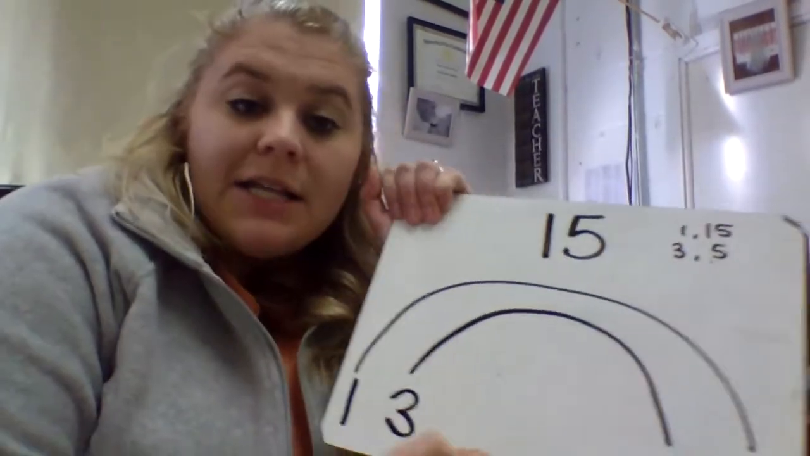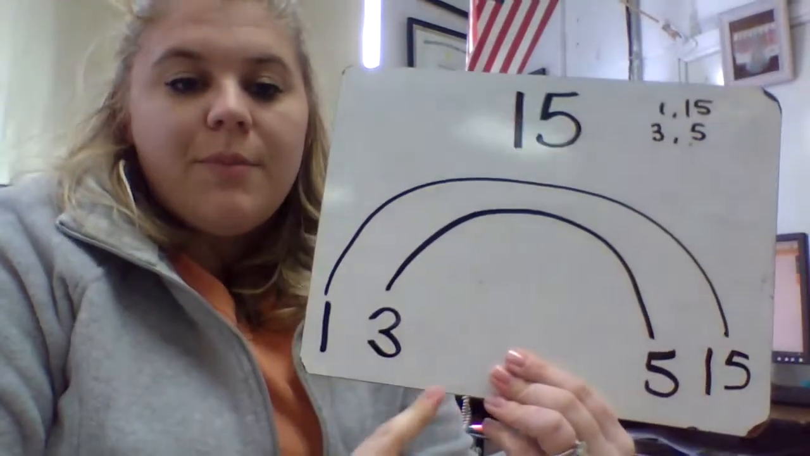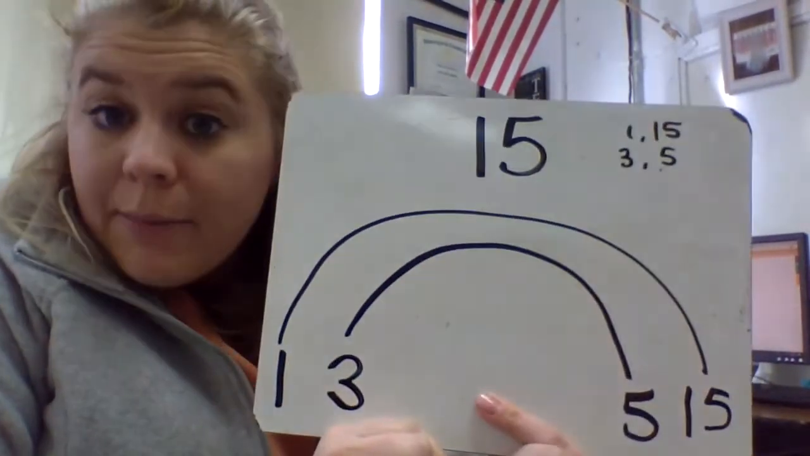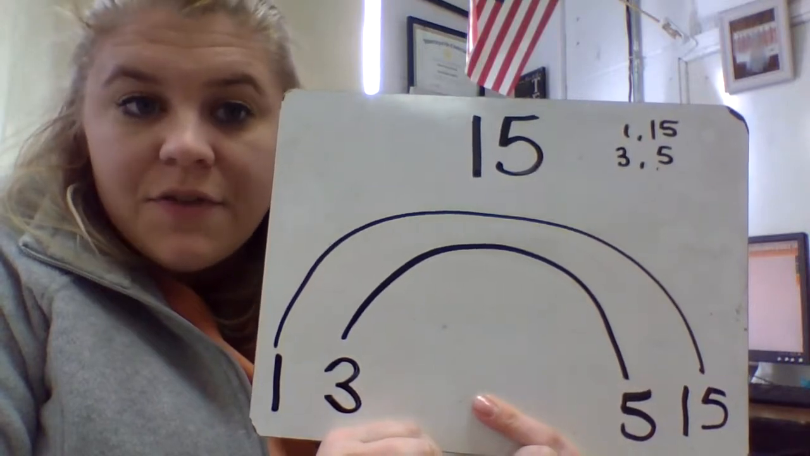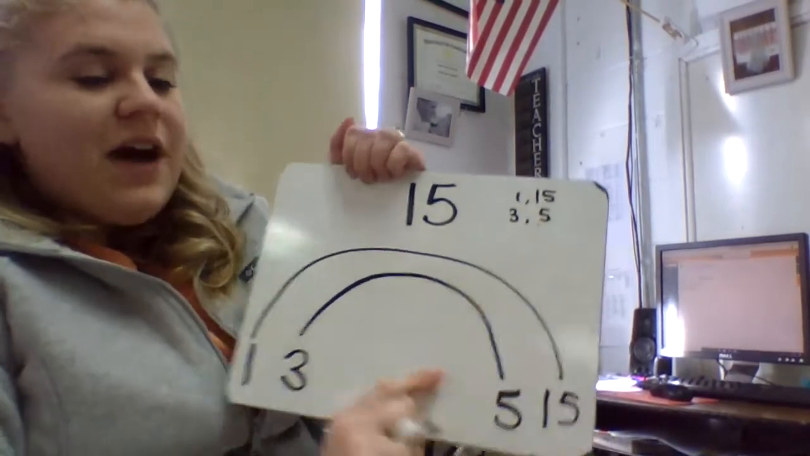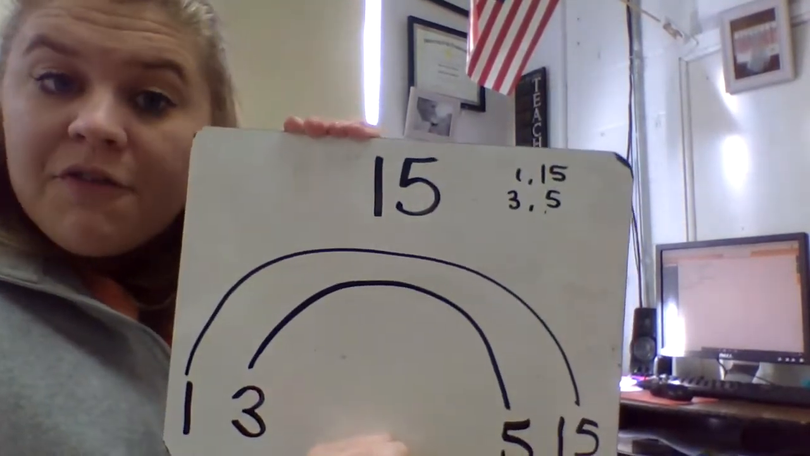So now I've got to see if there's any more between the numbers of 3 and 5. Well, the only number between 3 and 5 is 4. 4 is not a factor of 15. So my factor pairs for 15 are 1 and 15 and 3 and 5. So 15 has 4 factors.